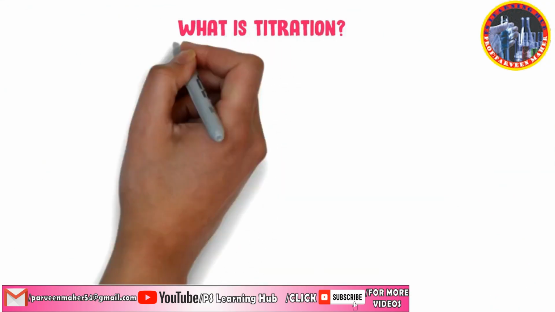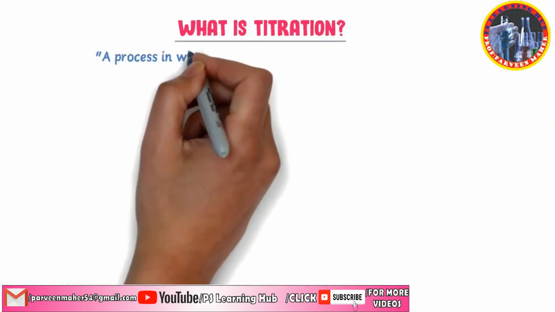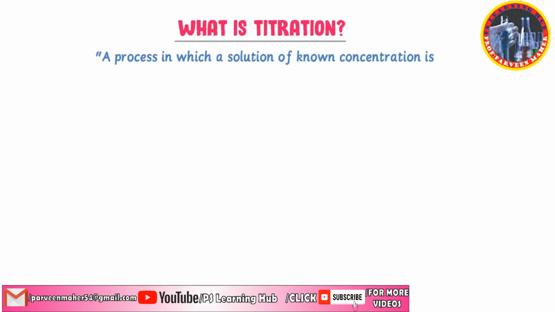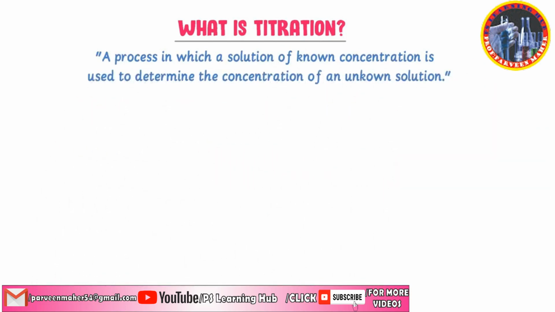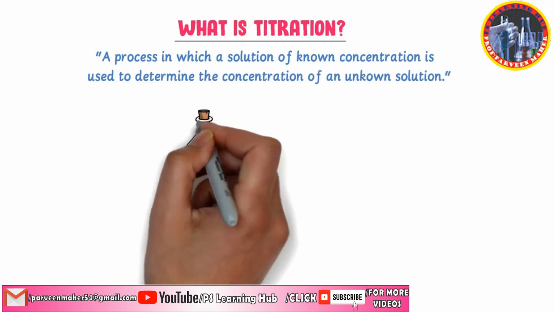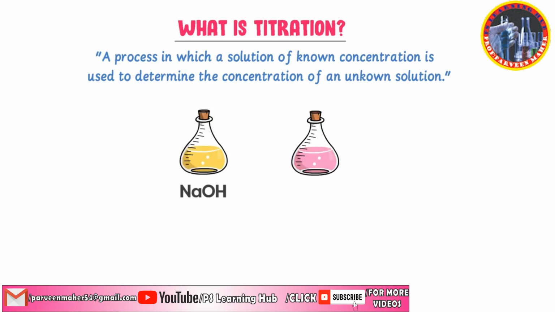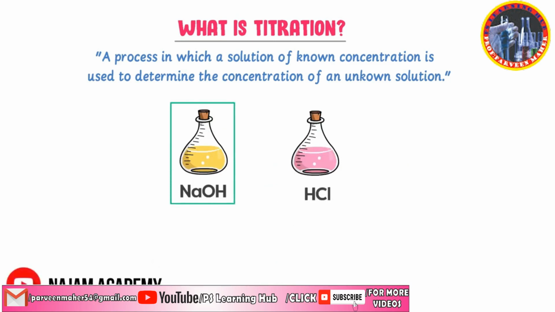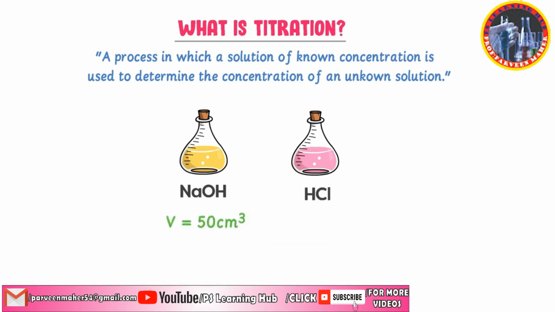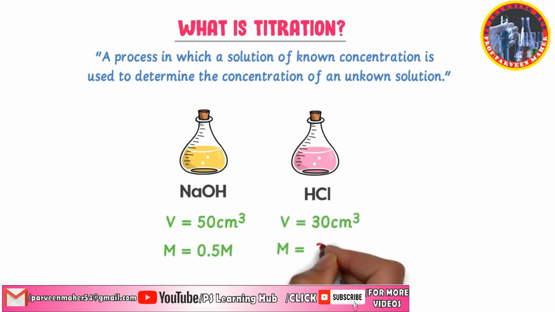Now, what is titration in chemistry? Well, a process in which a solution of known concentration is used to determine the concentration of an unknown solution is called titration. For example, consider sodium hydroxide solution and HCl solution. Let the volume of sodium hydroxide taken in this object be 50 cm cube and its concentration be 0.1 M, while the volume of HCl taken in this object is 30 cm cube, but its concentration is unknown.